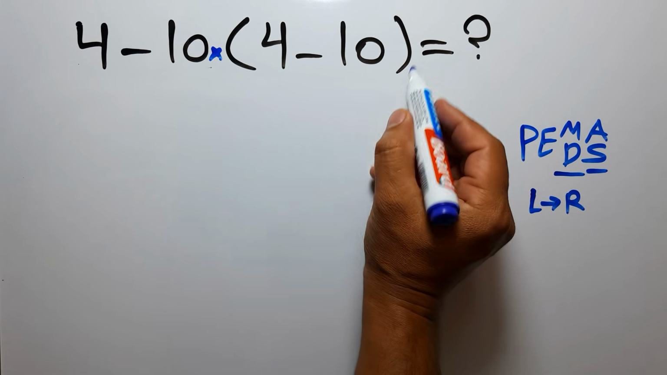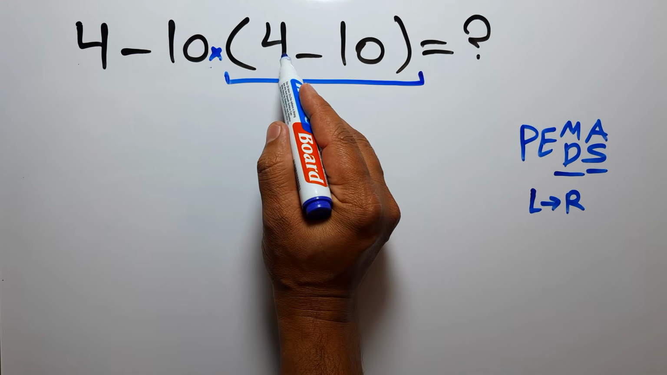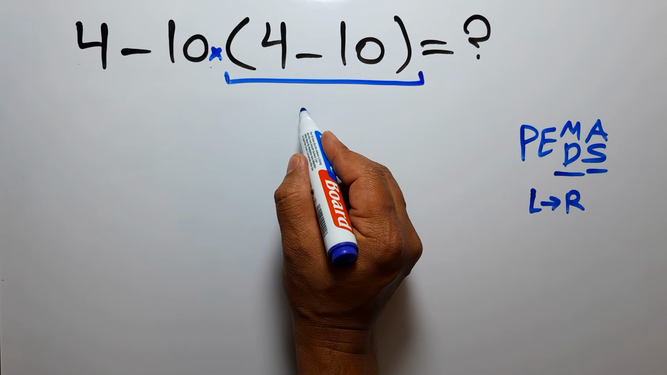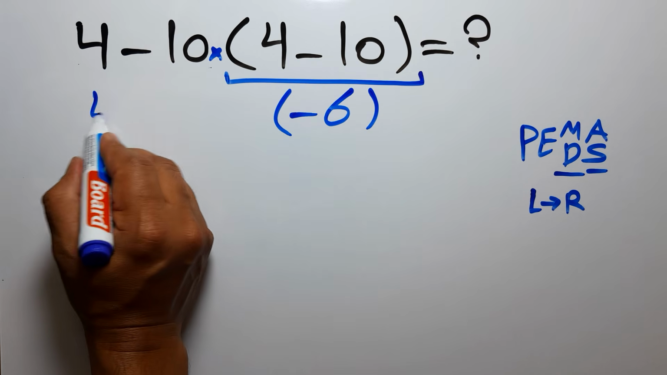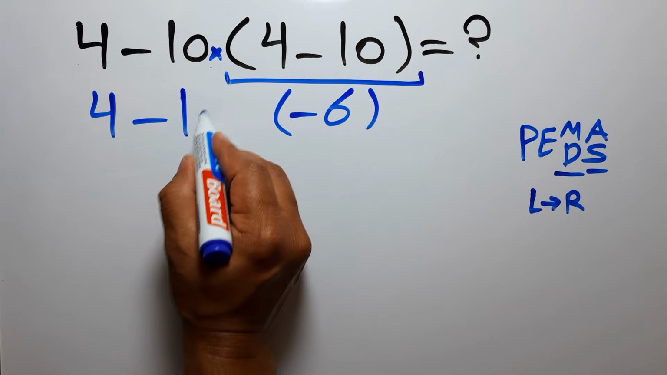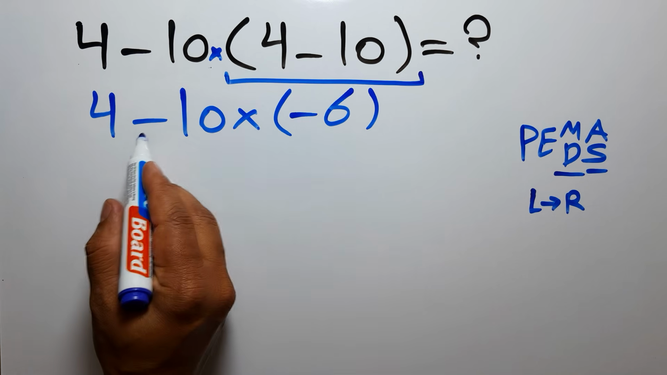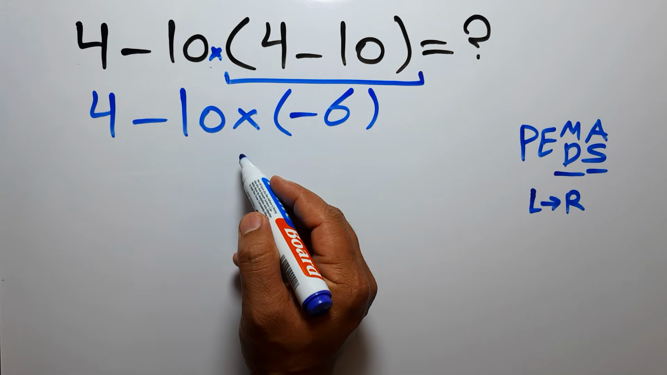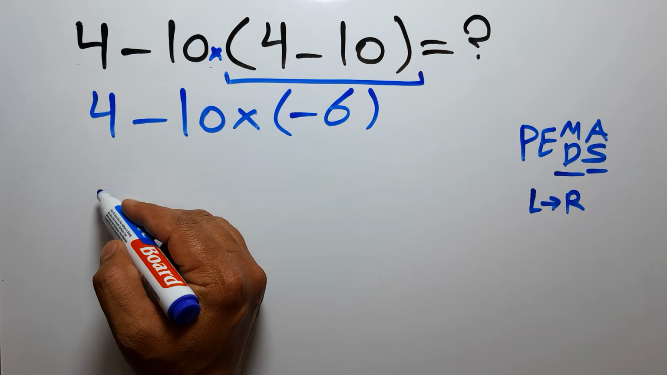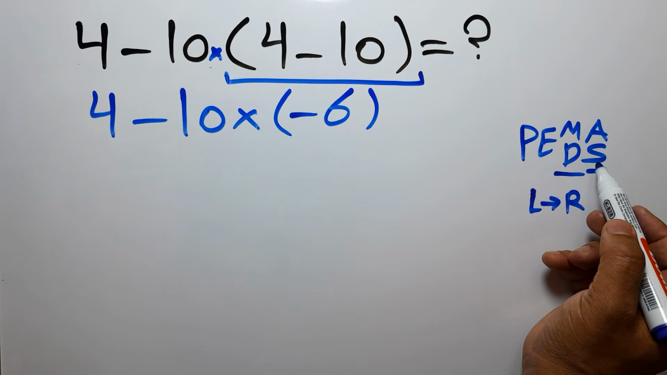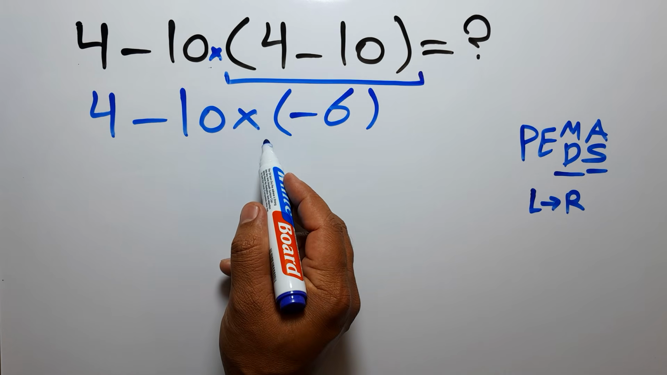So first we have to do this parenthesis. Inside this parenthesis we have 4 minus 10, which equals negative 6. So we have 4 minus 10, then times negative 6. Now we have one subtraction and one multiplication. According to PEMDAS, multiplication has higher priority than subtraction because multiplication comes before subtraction. So here, first we have to do this multiplication.